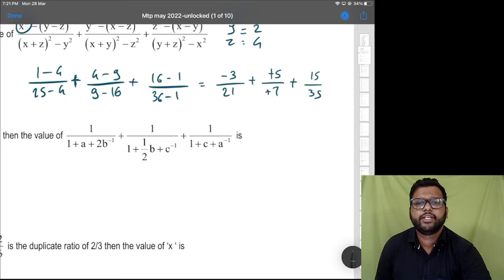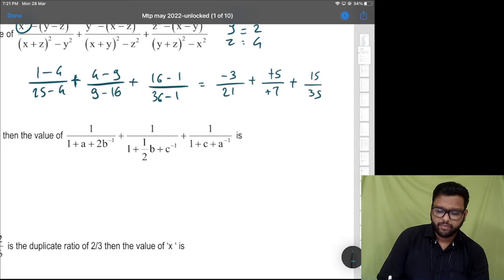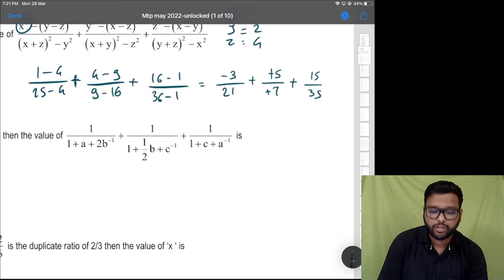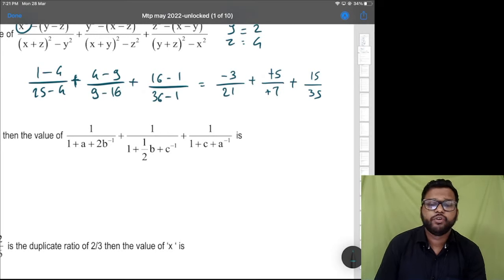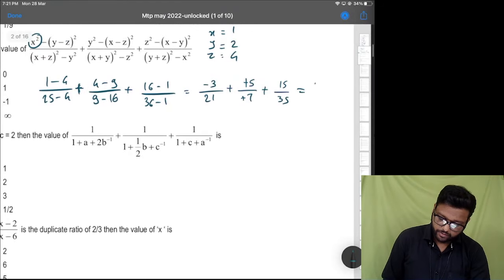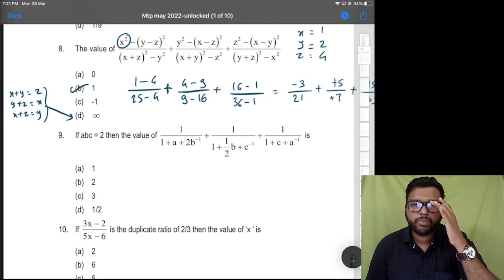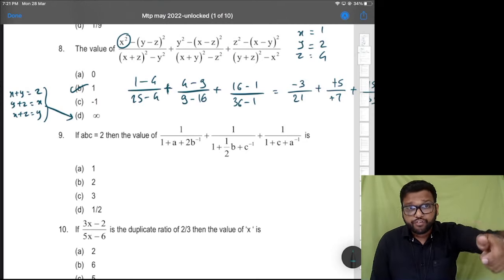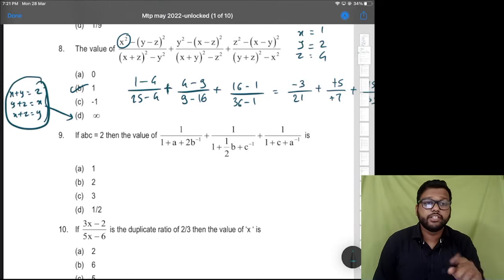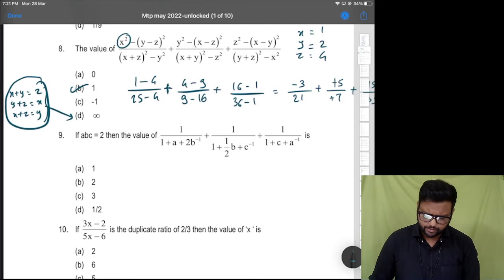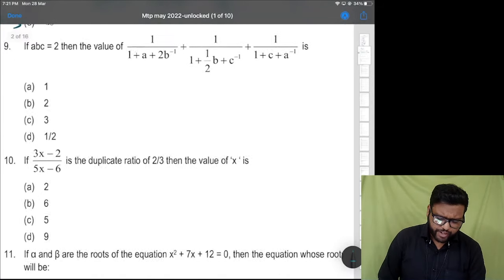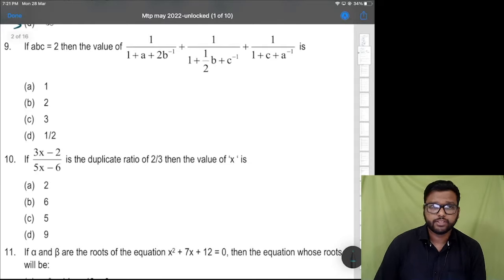Let's do this on calculator. 3 by 21 m minus 5 by 7 m plus 15 by 35 m plus. If you press MRC you get exactly 1, right? So in this case 1 is the correct answer. So this is an incomplete question. If this condition is satisfied, then answer is infinity, otherwise answer is 1. Remember that. 9th, if ABC is equal to 2, then what is value of this?